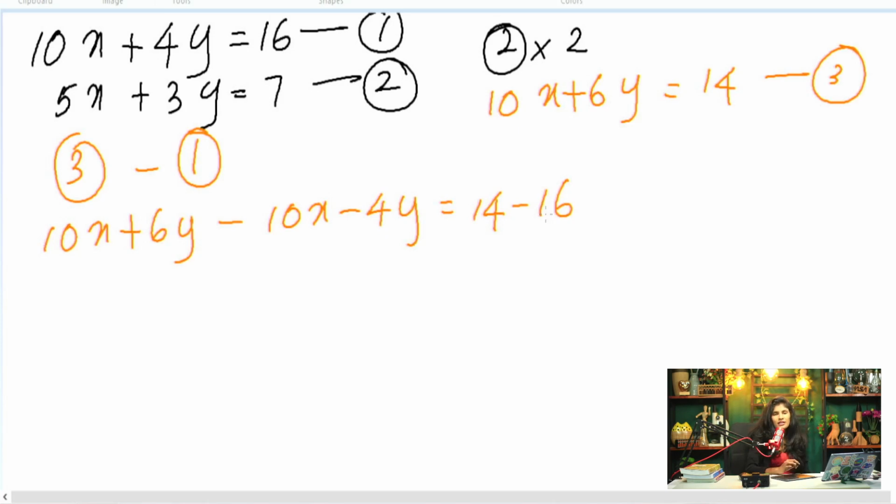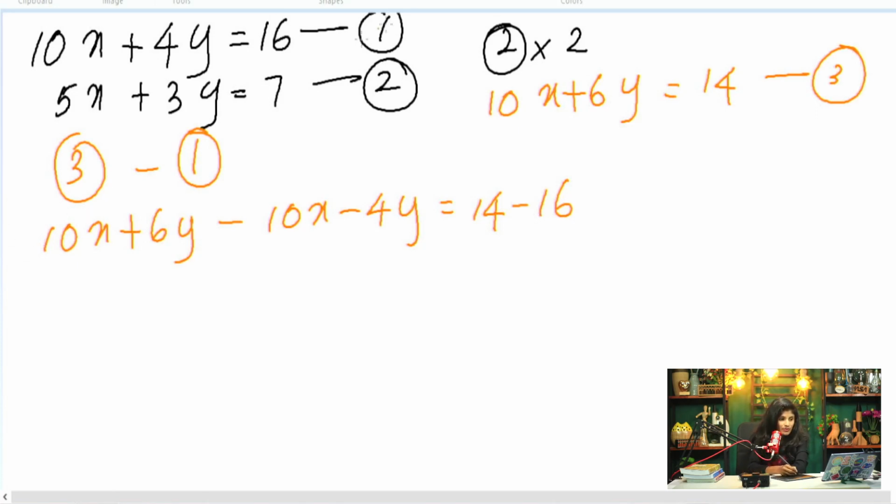Now you may think, why did I subtract 1 from 3? You may use the other way also, no? The thing I have done is, if I subtract 1 from 3, then the answer for y is positive, no? That's why, even though the numerical answer is negative.